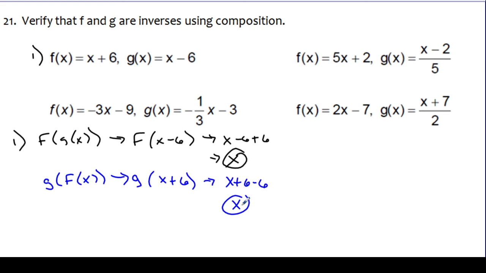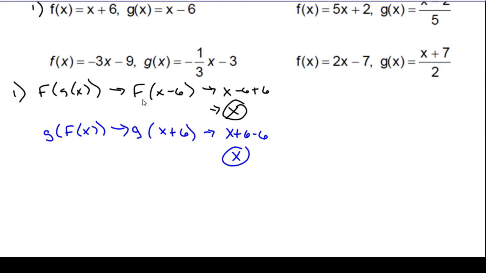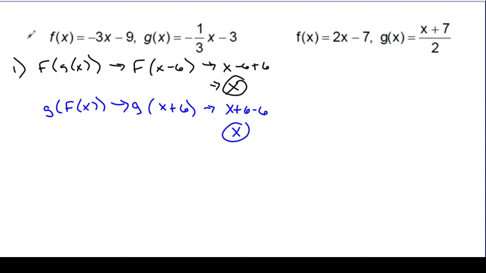So you can do that for any of these problems. I'm only going to do one more. I'm going to do the one right below it because it's got some fractions in it, but all the rest of them pretty much simplify the same. So I'm going to do this one. I'll call this one number 2. So problem number 2 here.